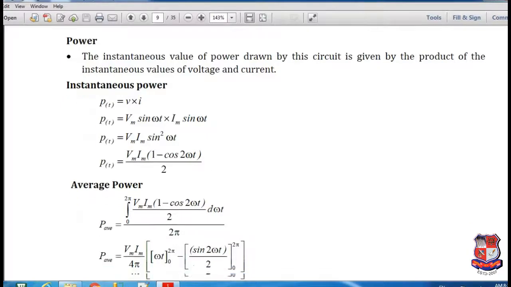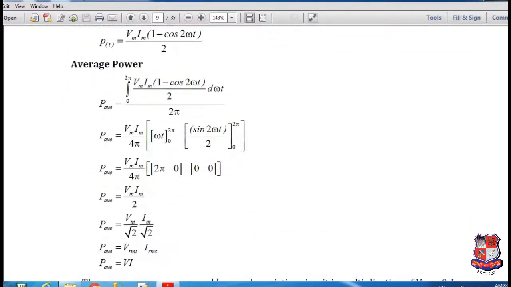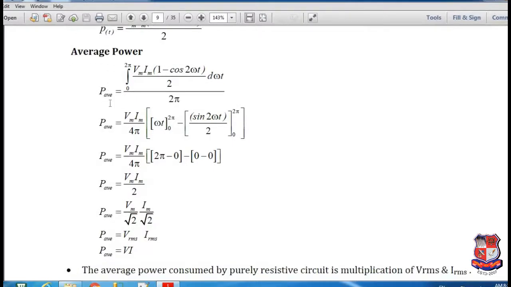Now we are going to find out the average value of the power. For that we apply the equation: average power is equal to the integral from 0 to 2 pi of Vm Im into 1 minus cos 2 omega t divided by 2, d omega t, divided by 2 pi.